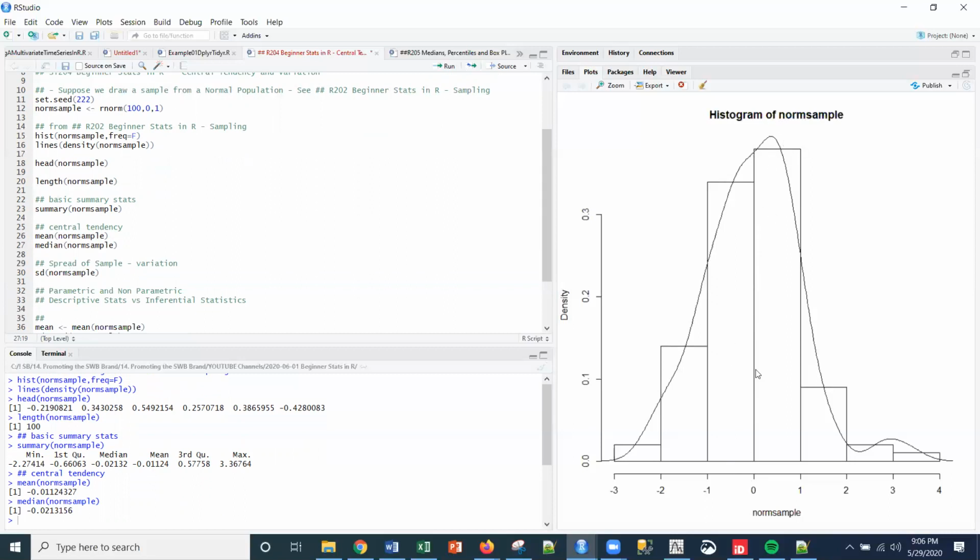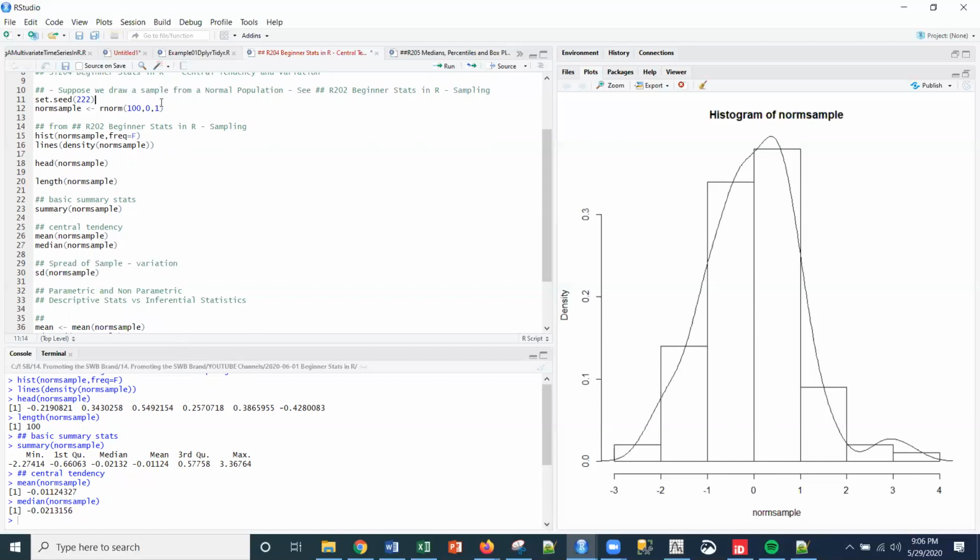If you can see, I'm trying to mouse over the picture, the chart here, the histogram and estimated density of this thing. And of course, it centers closely around 0, which it should, because that is the population that we're sampling from. But it doesn't tell us how far off, how much it varies.